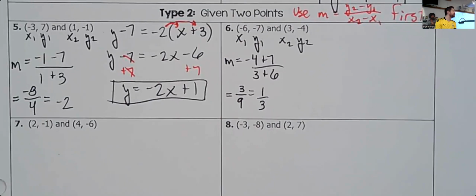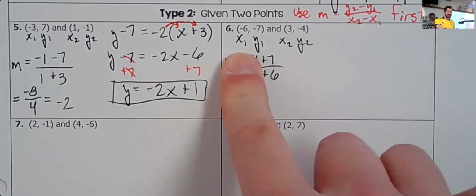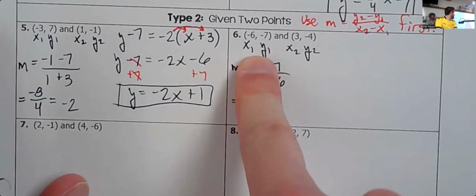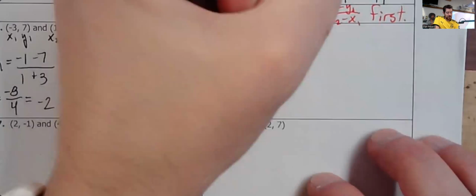All right, then first person to say it is the point we're going to use. Do we want to use x1, y1 or x2, y2? x1, y1. Okay, so we're going to use x1, y1 instead of x2, y2. We get the same answer either way, but it just said this one first, so we're going to use that one.